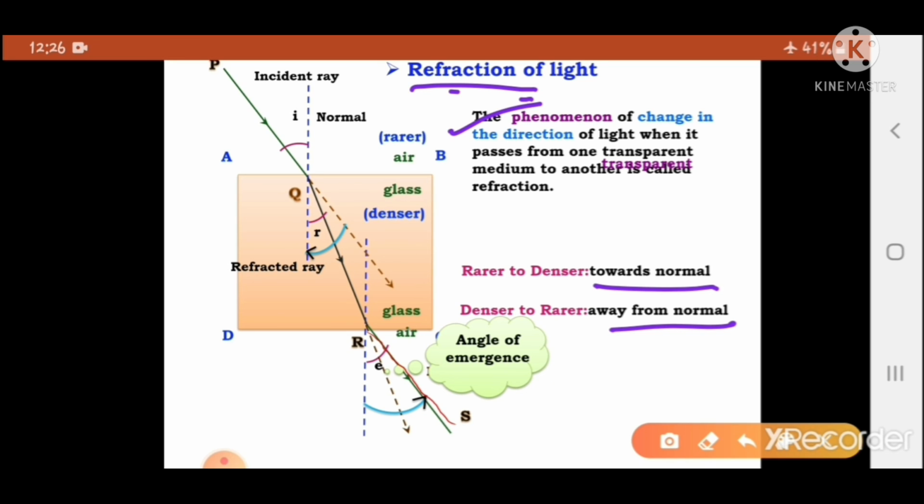So I hope it is clear with the concept of refraction. First of all with the light, then refraction, and then the three rays: incident ray, refracted ray and the emergent ray. Definition of refraction, and the last, rarer to denser towards the normal light bends, and denser to rarer away from the normal, right? Okay.